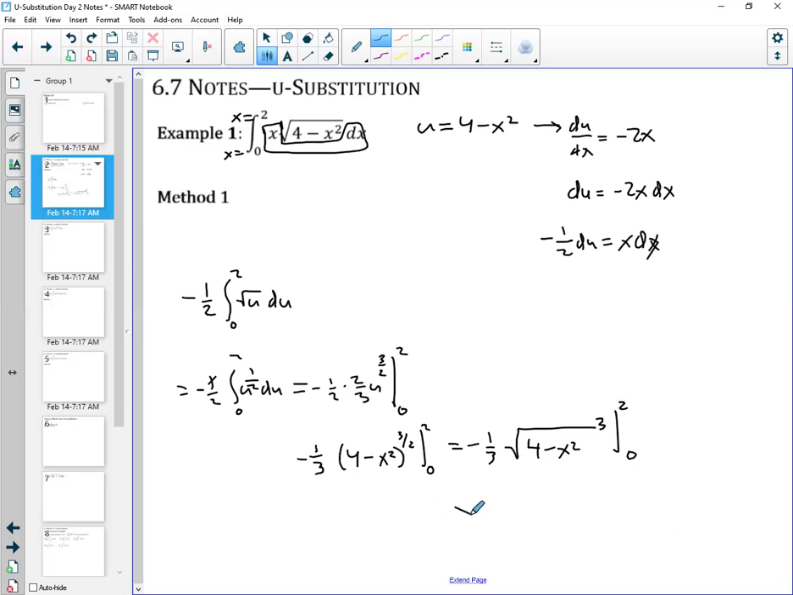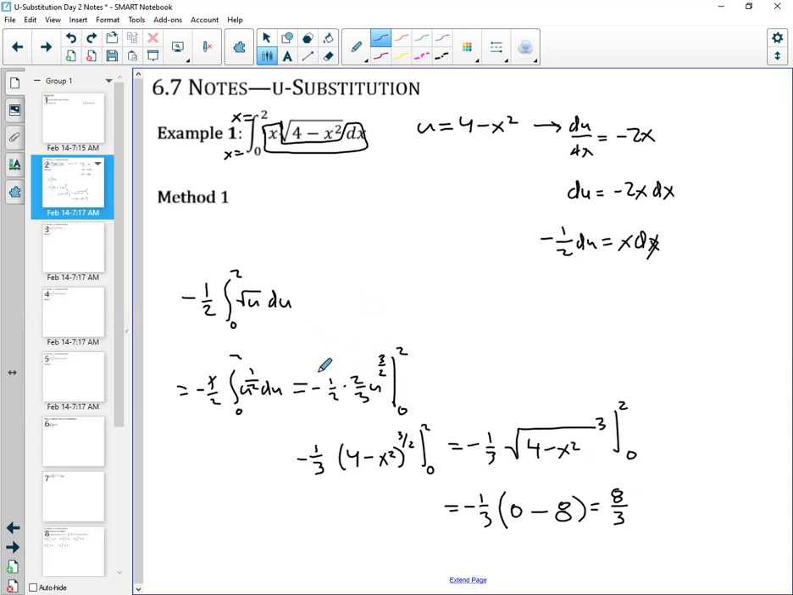If I plug a 2 in, I get 0, because 4 minus 2 squared is 0, so that doesn't do much for me. Minus, when I plug 0 in, I get 4 inside here because 4 minus 0 is 4. The square root of 4 is 2, and 2 cubed is 8. So 0 minus 8. So it's negative 1/3 times negative 8, which is 8 over 3. Okay, so that's method 1.